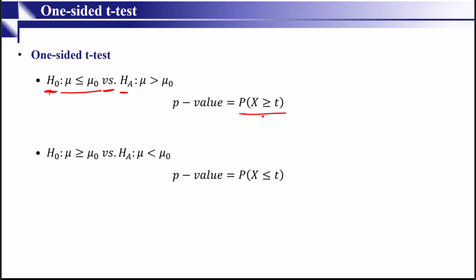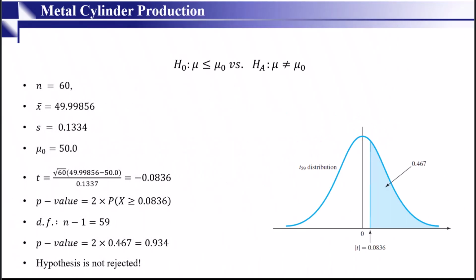If we want to consider this hypothesis test, H0, the null hypothesis says mu is greater than or equal to mu 0, against the alternative hypothesis where mu is less than mu 0, then the p-value is the probability of X less than t. Here, X has a t distribution with n minus 1 degrees of freedom, where t is equal to root n times x bar minus mu 0 divided by s, as we found already. Let's once again refer to the example of metal cylinder production.